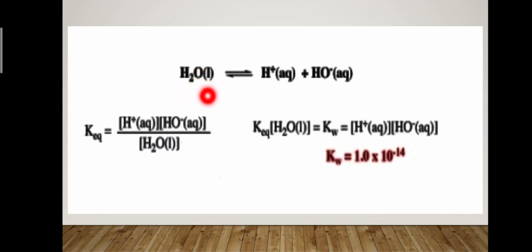The water molecule, the H positive and OH negative. The K equilibrium is the ratio of molar concentration of product and the molar concentration of reactant. The product is H positive and OH negative, and the reactant is H2O.